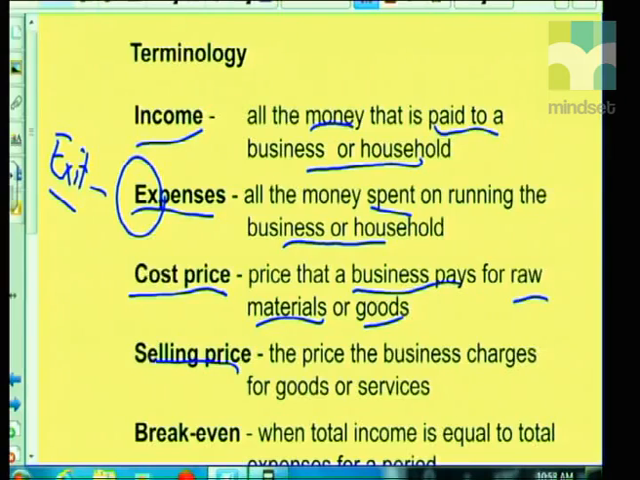I can't sell at the cost price. I've got to sell at more than the cost price. The selling price is the price the business charges for goods or services. And all those things that went into the cost, what it cost me to get that product onto the shelf, that's the cost. Now, the difference between the cost price and the selling price is what we call profit.